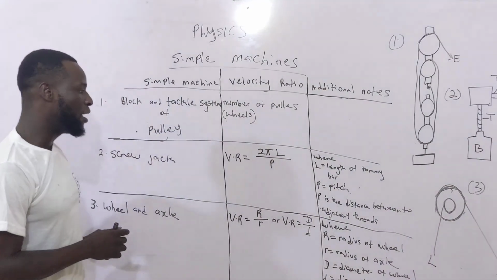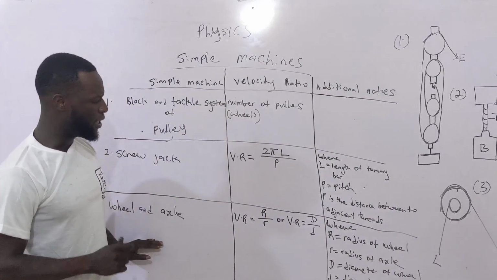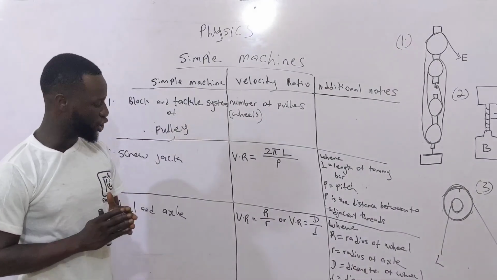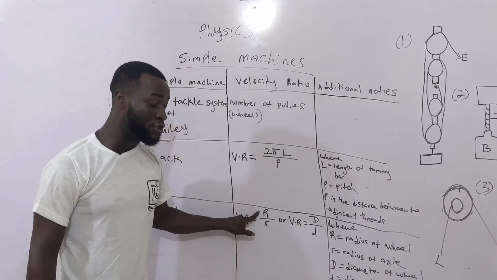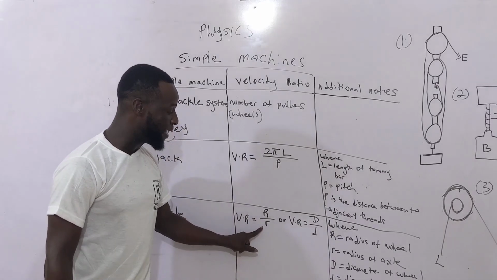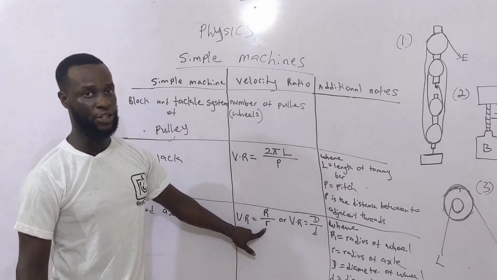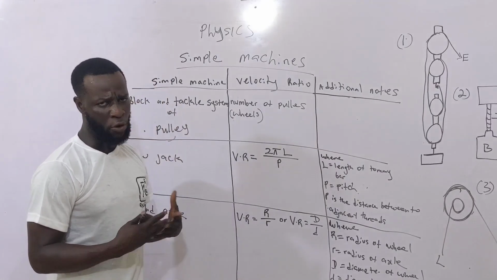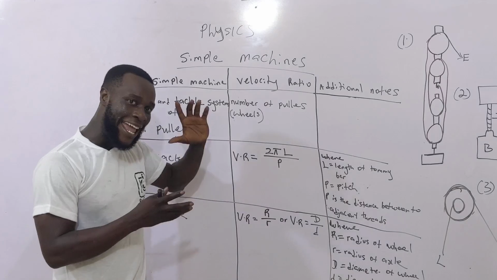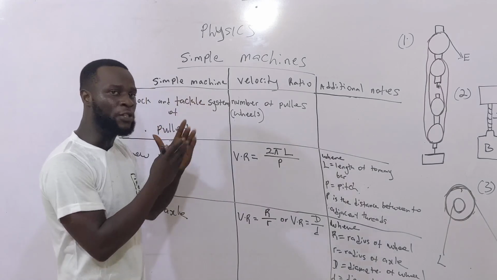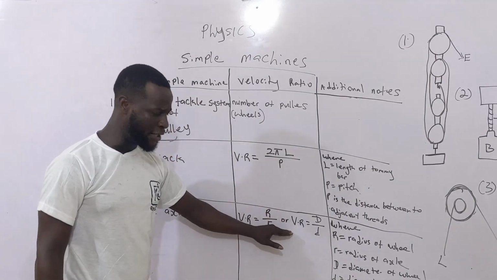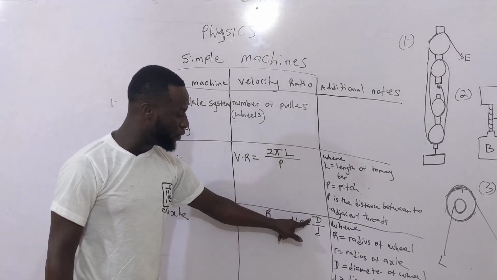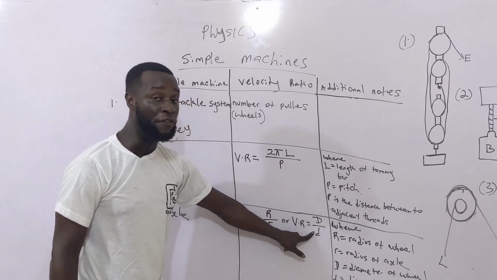The next is the wheel and axle. The wheel and axle is also another simple machine where the velocity ratio of a wheel and axle is the radius of the wheel divided by the radius of the axle. Now, a wheel and axle comprises 2 wheels, a big wheel and a small wheel. The big wheel is what we call the wheel, and the small wheel is what we call the axle. The velocity ratio can also be defined as the diameter of the wheel divided by the diameter of the what?